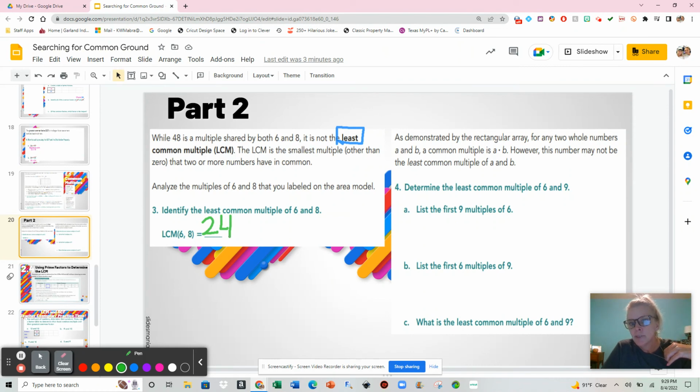Determine the least common multiple of 6 and 9. So it says list the first 9 multiples of 6. I'm going to give you guys about 2 minutes to figure that out. I want you to do that on your own.